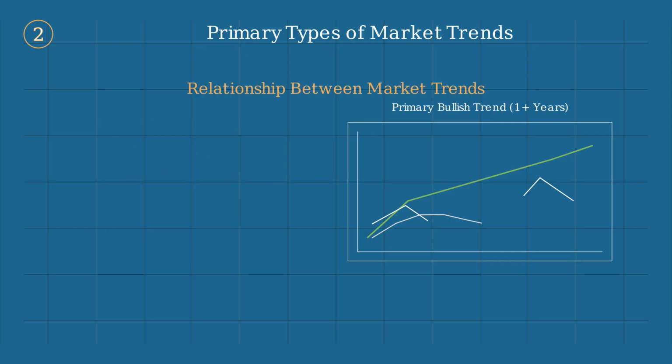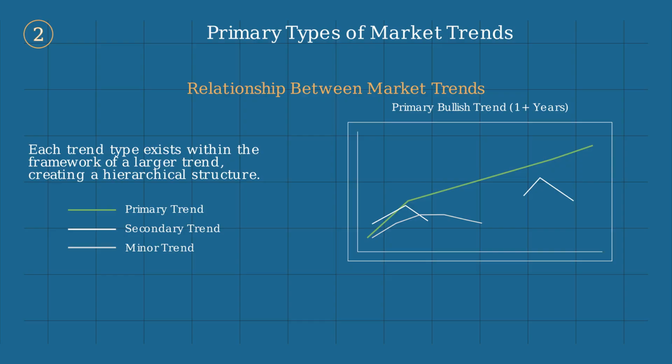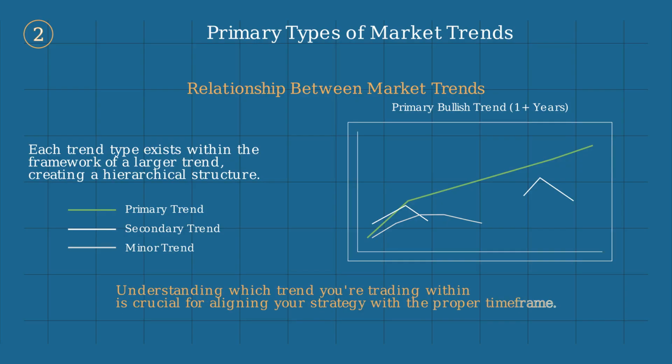When we view all three trend types together, we can see how they relate to one another. Primary trends contain secondary trends, which in turn contain minor trends. This hierarchical structure helps traders and investors identify which time frame they're operating in and understand how shorter-term movements fit into the bigger picture. Understanding which trend you're trading within is crucial for aligning your strategy with the proper time frame. Successful traders identify the dominant trend for their time frame while remaining aware of trends in higher and lower time frames.